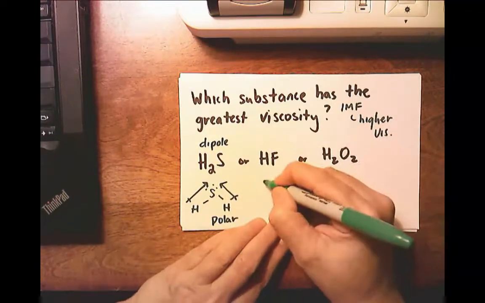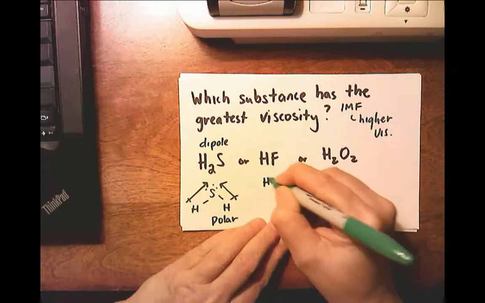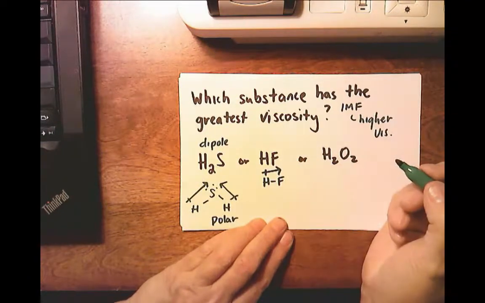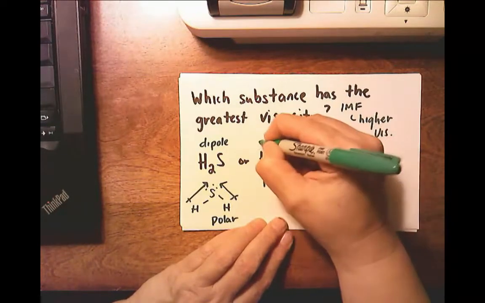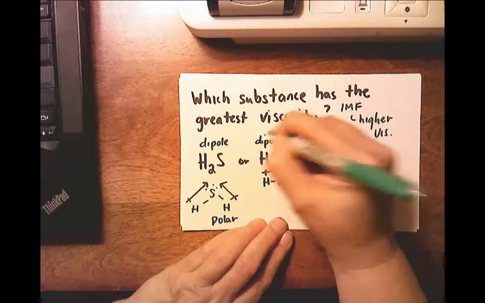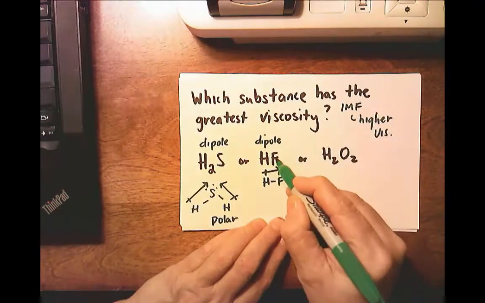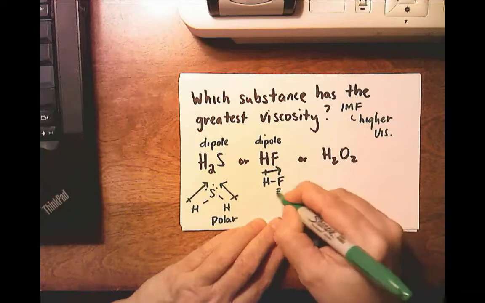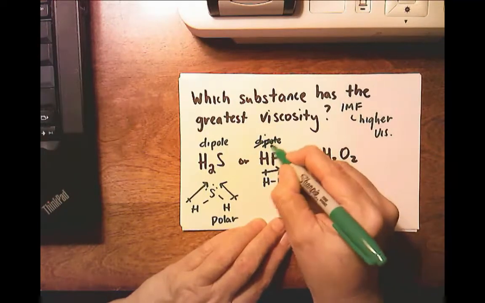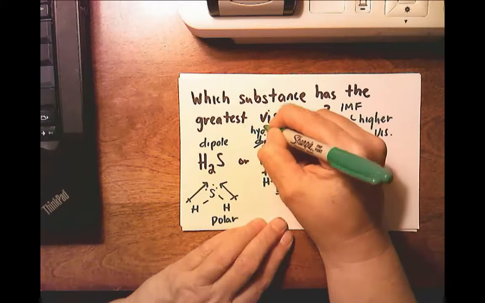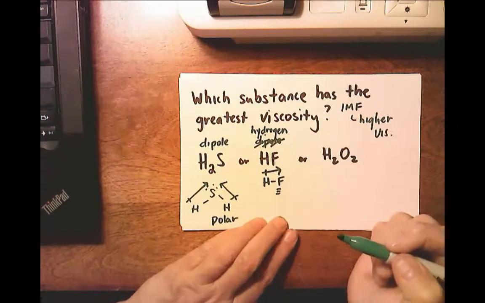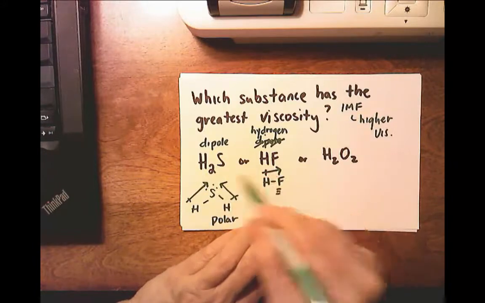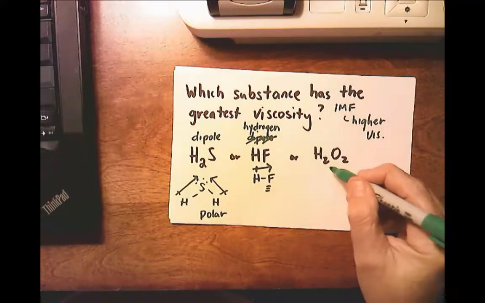Okay, now I have hydrogen fluoride, a polar molecule. So what do we have? We have dipole-dipole again, but specifically it's a hydrogen bonded to fluorine, very electronegative, so we are looking at a hydrogen bond, the stronger case of the dipole-dipole. So we're increasing in viscosity. And then what do we have here?